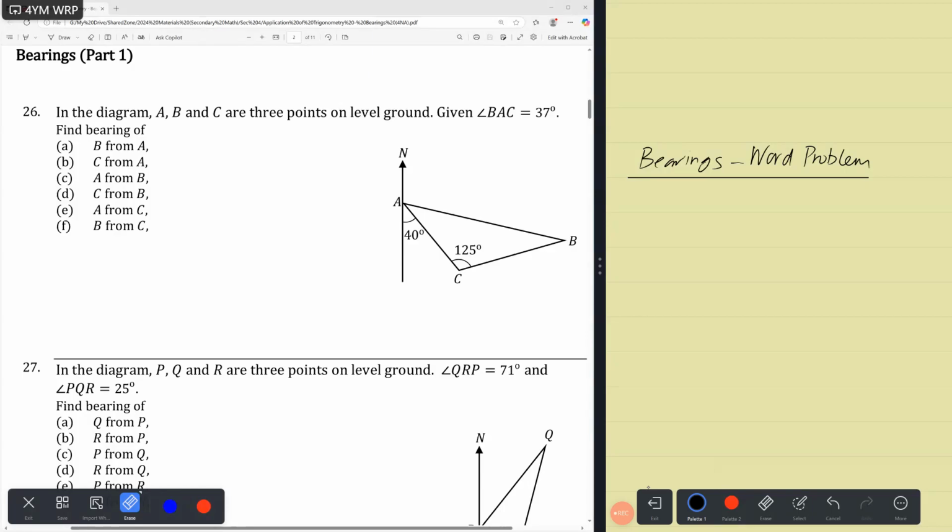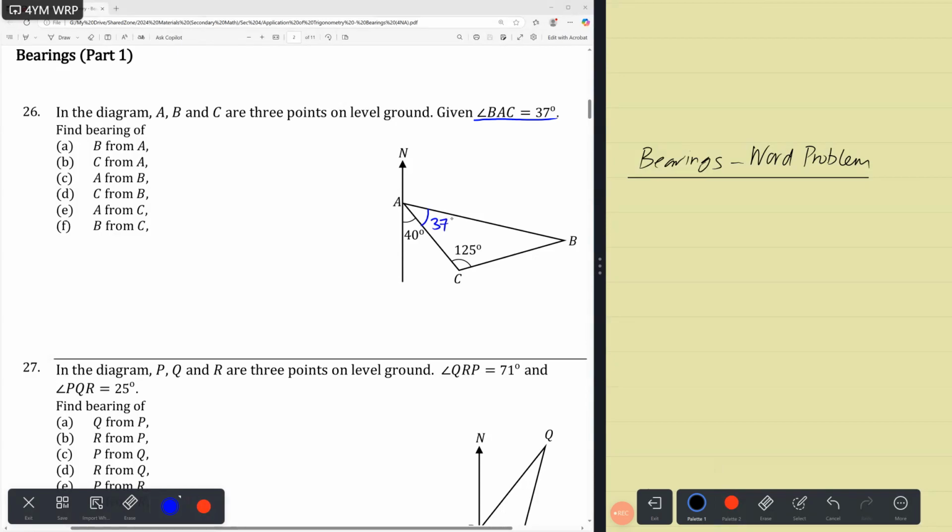So we have points A, B, C on level ground. Given BAC is 37, find the bearings of B from A. Okay, so first things first, do not straight away go into the diagram and try to do it. Instead, read the question and see whether there is any information given but not reflected in the diagram. That means we have angle BAC is 37 but it is not labeled in the diagram. So my advice is to label this 37 degrees in the diagram first. So this one is 37 degrees.